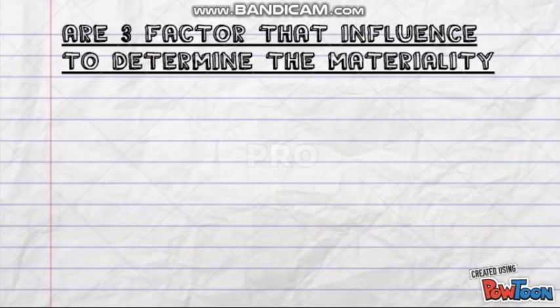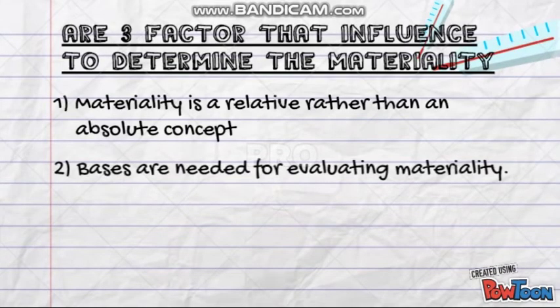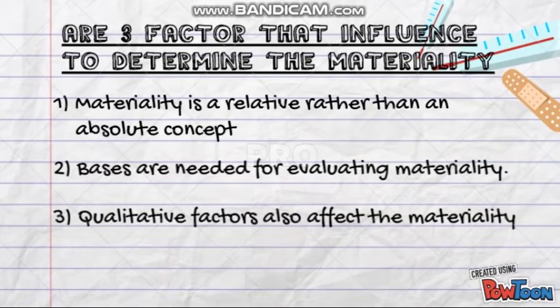Factors influencing the determination of materiality. There are 3 factors. 1. Materiality is a relative rather than an absolute concept. When the auditor checks whether an item is material or not, he needs to use his professional judgment to decide. Example, RM 10,000 is material for a small company, but for a larger company that amount is immaterial.